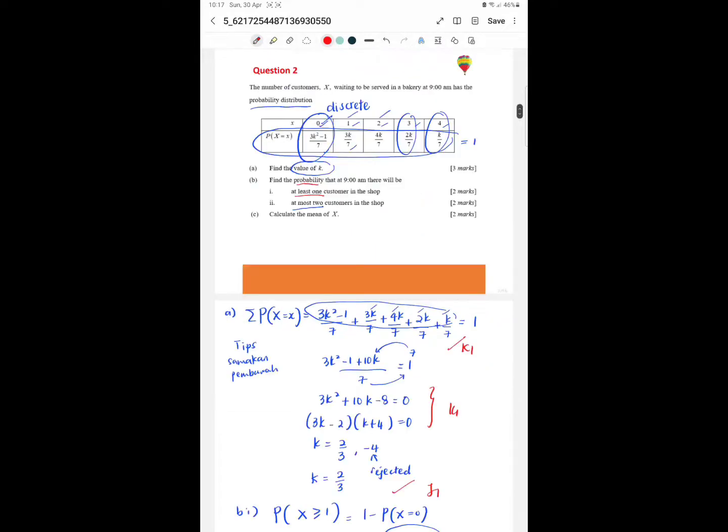Right? Now, next, calculate the mean. Mean, how are we going to use? The formula for mean, summation X times with probability.